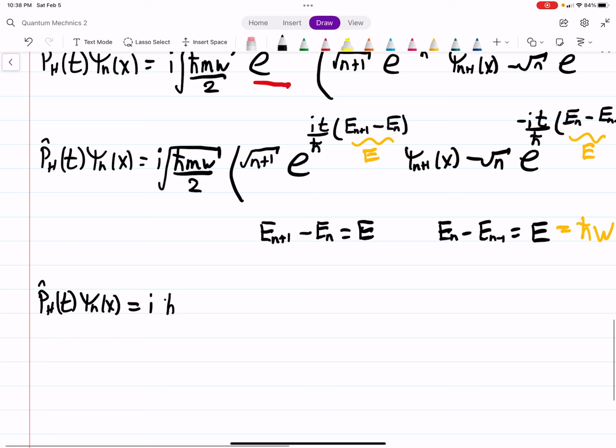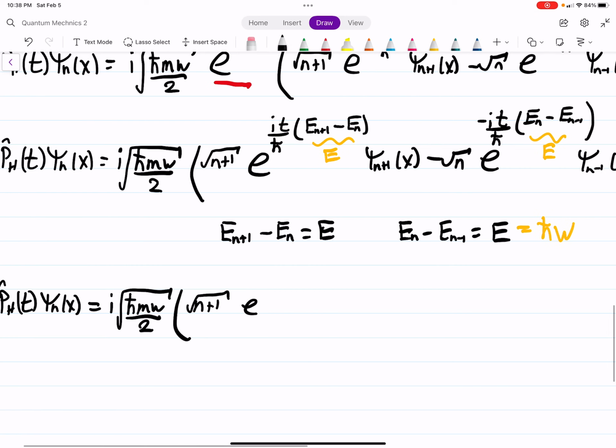Hopefully everything makes sense so far. Try not to skip too many steps. Okay, so if we plug in h bar omega, the h bar will cancel and we'll just get i omega t. And minus the square root of n e to the minus i omega t.